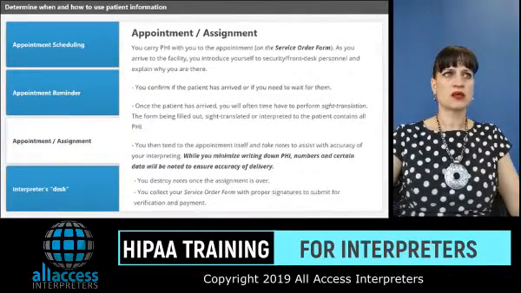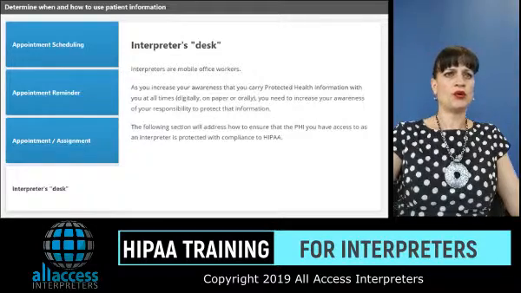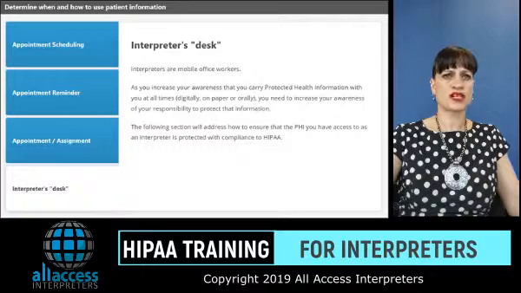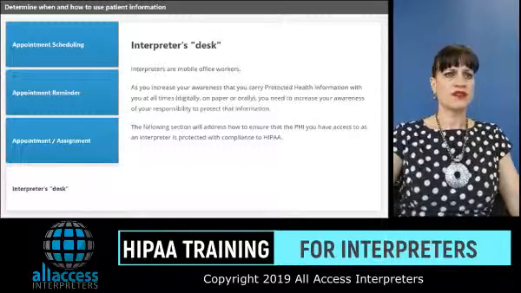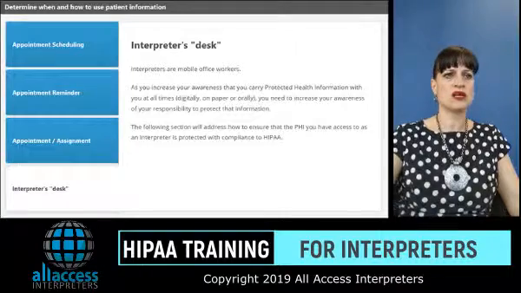And you will also take your order form, your verification of service, and have it signed. Interpreters are mobile office workers, so as you increase your awareness that you carry protected health information with you at all times, whether it's digitally, on paper, or orally, you need to increase your awareness of your responsibility to protect that information. The following section will address how to ensure that the PHI you have access to as an interpreter is protected and in compliance to HIPAA.